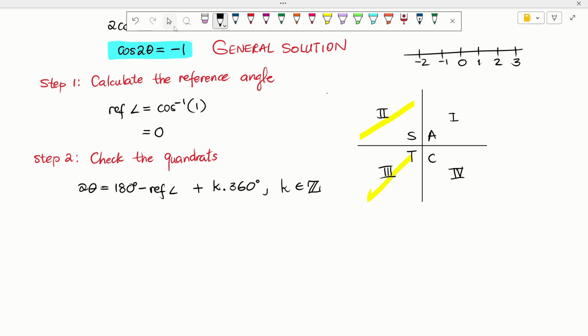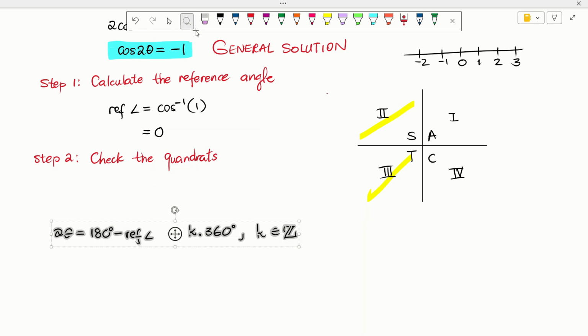Remember, this which I just did here is only in the second quadrant. In the third quadrant, I'm going to do the same. So let me write second quadrant here.